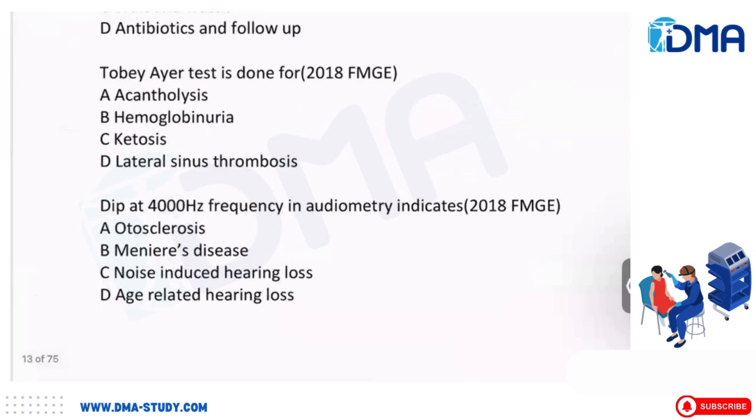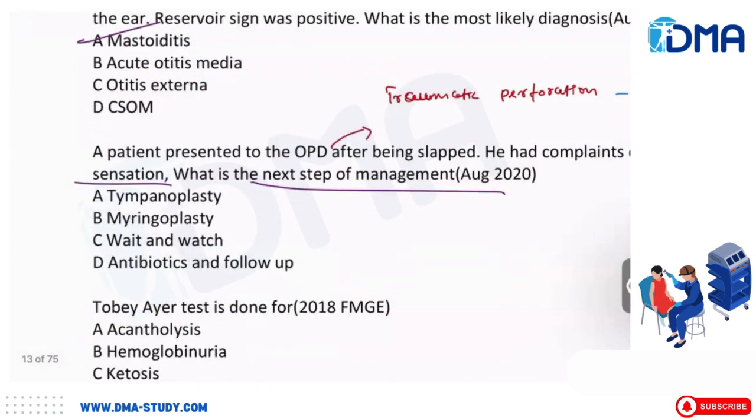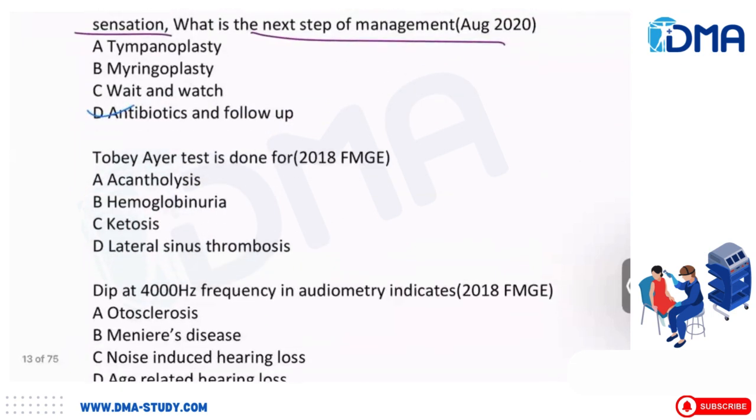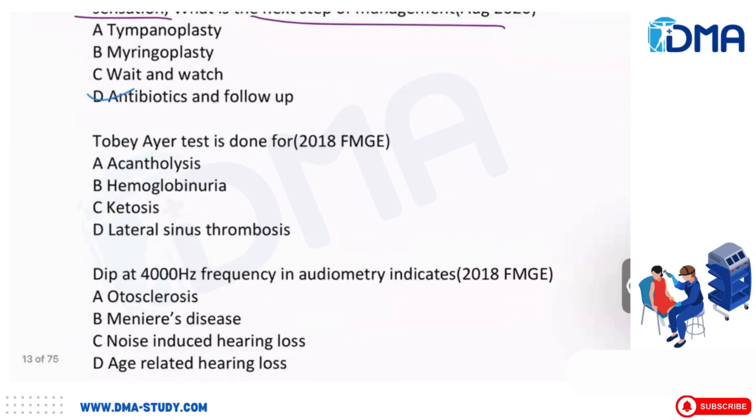Now, which option gives the best response? Antibiotics and follow-up. Having a perforation of the TM doesn't mean that we should not give antibiotics. We should give antibiotics and then follow up. That will be the right option for this patient. Okay, the answer is D. This was the ENT question asked in 2018 FMGE.